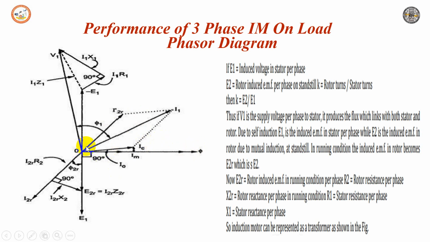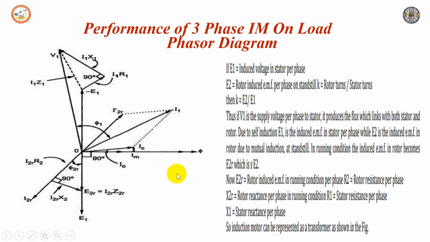Now, let us say this is the flux produced in the stator. So the flux produced in the stator is denoted as phi. So the EMF induced in the stator per phase because of this flux is E1. Because of the mutual induction, EMF is also induced in the rotor. So rotor induced EMF per phase is denoted as E2R, that is under running condition, which is in the same phase as E1.